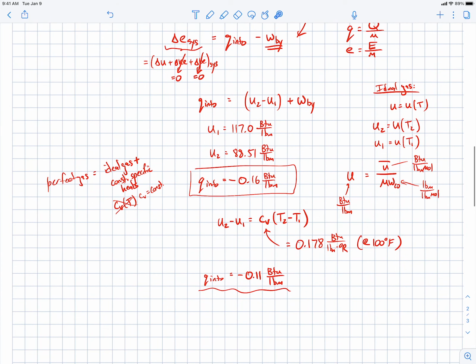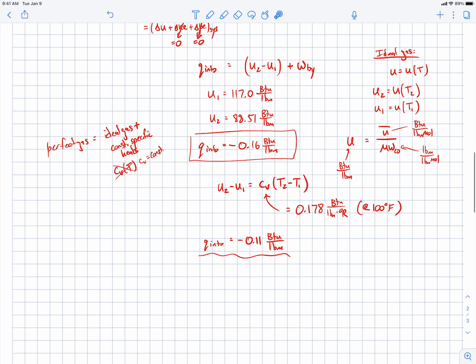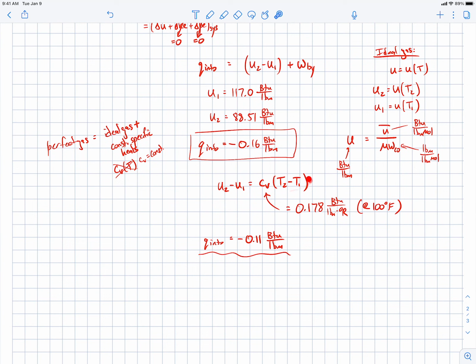You're always better off using the ideal gas tables to get the most accurate answer, because those ideal gas tables take into account the variation of the specific heat with temperature. So this is the more accurate value. Doing the perfect gas assumption gives you a less accurate value. You can see here we're off by about 30%, so it's not as good. Doing this perfect gas assumption is sometimes handy if you don't have access to the tables, but it's not going to be as accurate as using the tables.